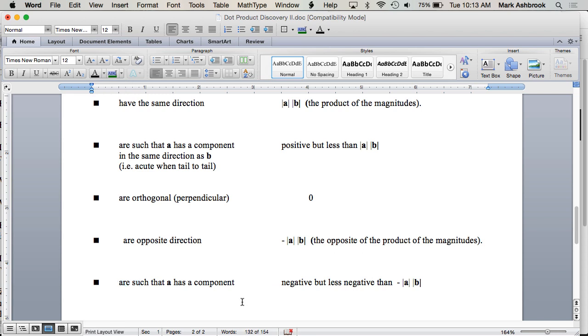So are you seeing a pattern to this? Someone talked about cosine of the angle. Is this still fitting? When they're in the same direction, it's just the product. Now we get positive, but less than the product of the magnitudes, and then we get 0. And now they start to point away from each other. So now we get a negative value, and the maximum negative value when they're all the way apart: negative product of the magnitudes.